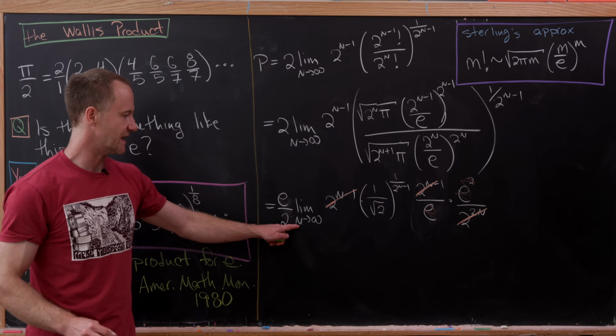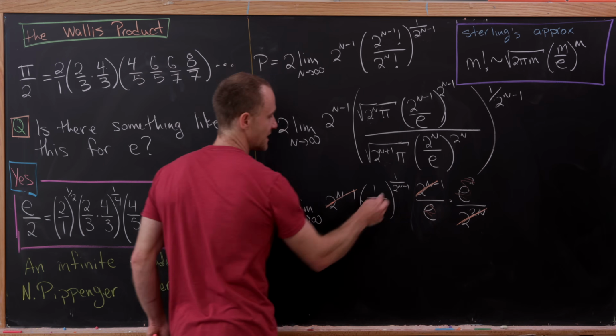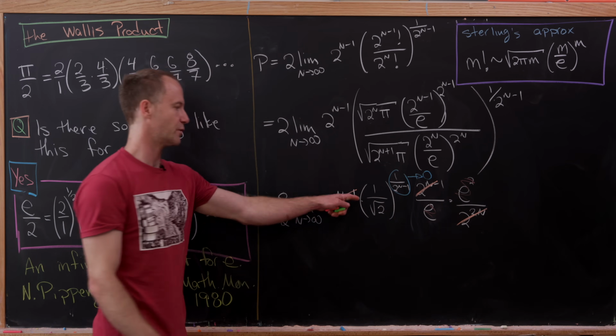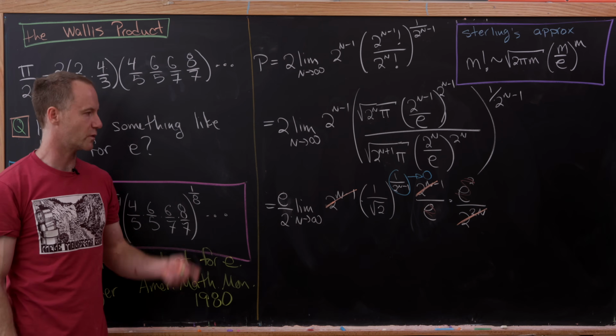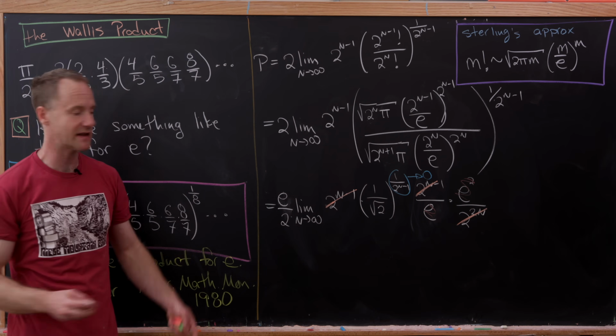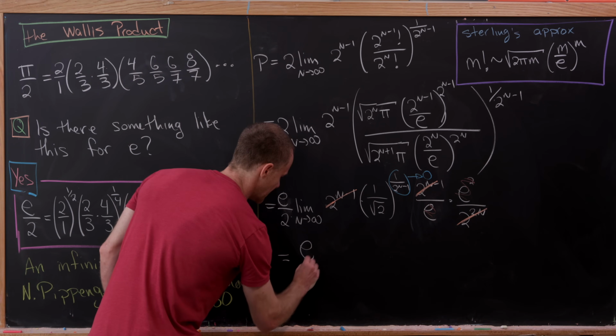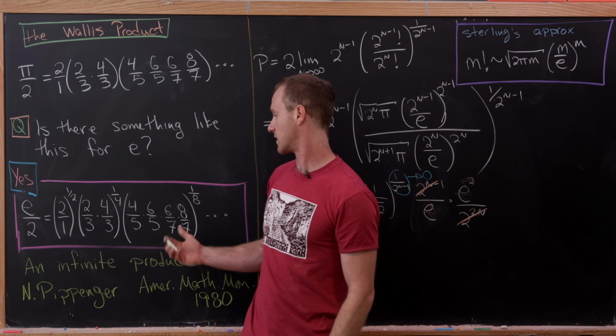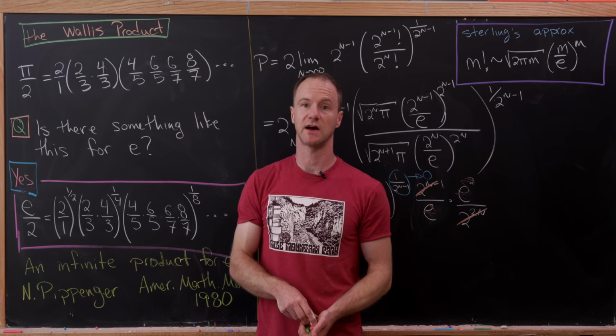But now look, as n goes to infinity, this exponent is approaching 0. And so we've got a number to the 0 power, which is equal to 1. So the remaining limit is simply 1, meaning at the end we have e over 2, which was our final goal. And that's a good place to stop.